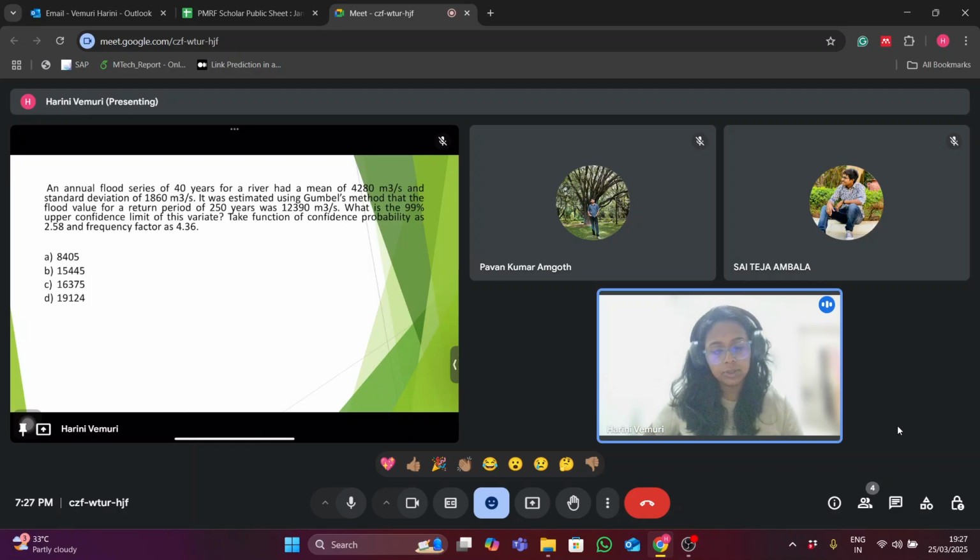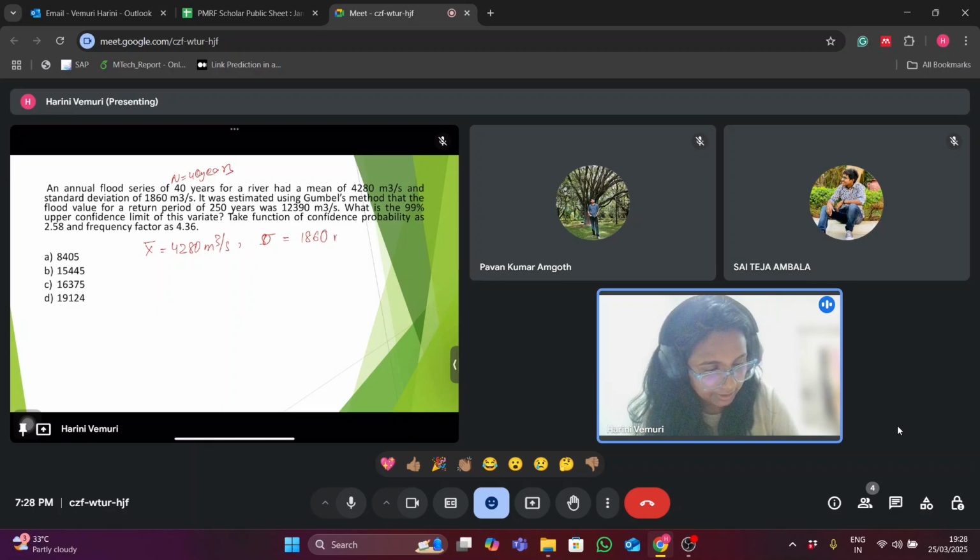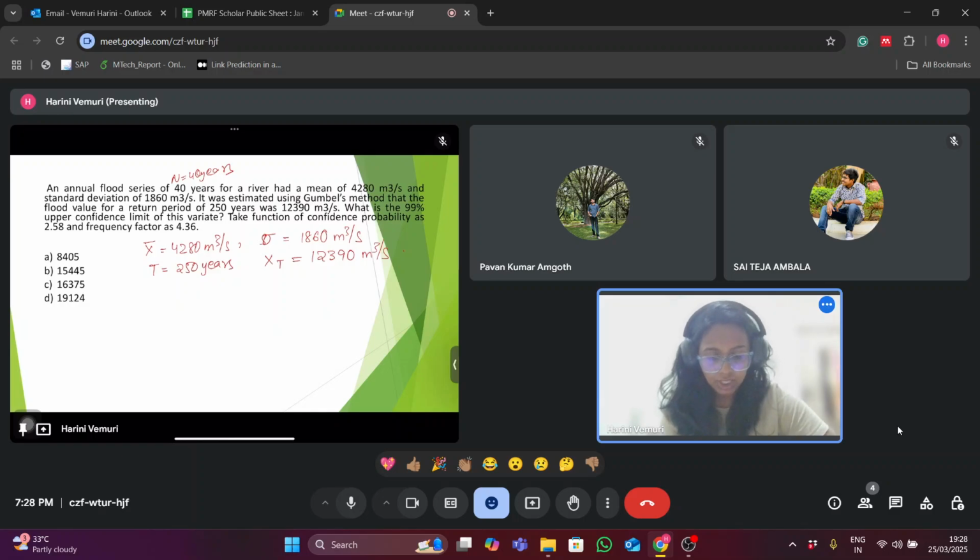So the next question is: an annual flood series of 40 years, so that means n equal to 40 years, for a river has a mean x bar equal to 4280 meter cube per second and standard deviation sigma equal to 1860 meter cube per second. So using Gumbel's method, the flood value for a time period of 250 years is xt equal to 12390 meter cube per second. What is the 99 percentage upper confidence limit of this variate?